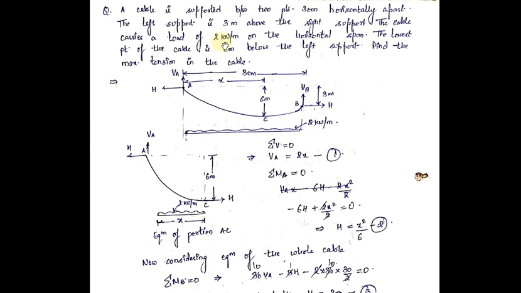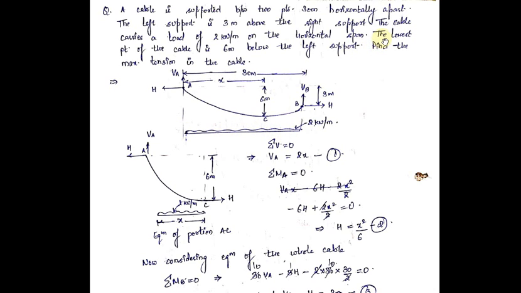The cable carries a load of 2 kilonewton per meter on the horizontal span. See, the unit is kilonewton per meter. It means the load is a UDL. So a UDL is acting throughout the horizontal span of the cable.